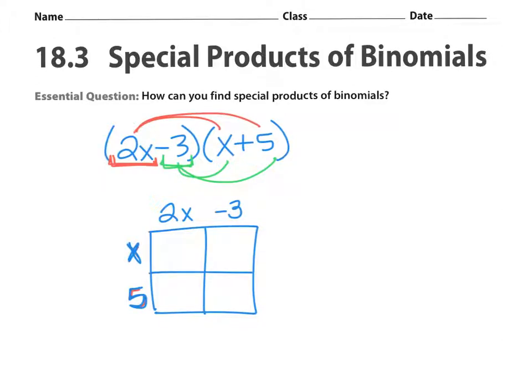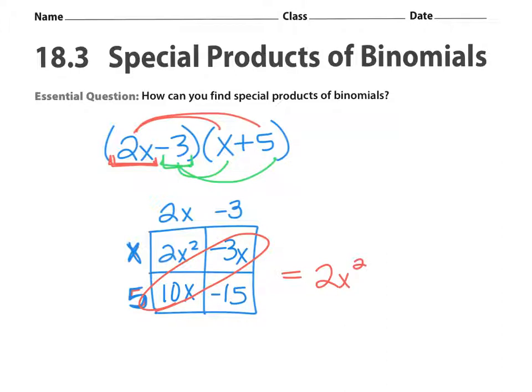So notice in this first box, that's 2x times x, which is 2x squared. In my next box, I've got x times negative 3, which is negative 3x. All right, and then 2x times 5 gives me 10x in the bottom left, and then 5 times negative 3 gives me negative 15 in the bottom right. And then the only thing you have left to do is see if any terms combine, which is actually going to be the case right here. So my final answer will be 2x squared plus 7x minus 15.